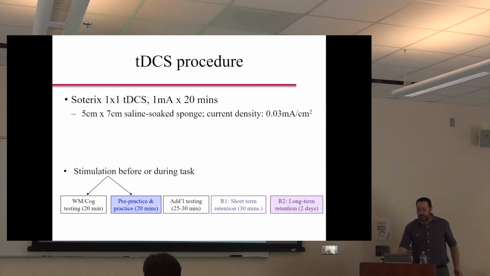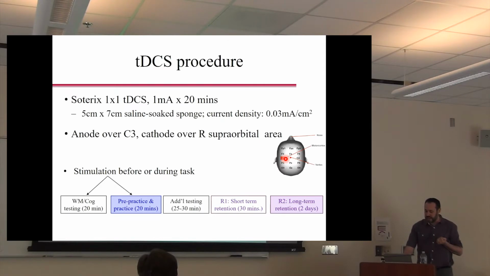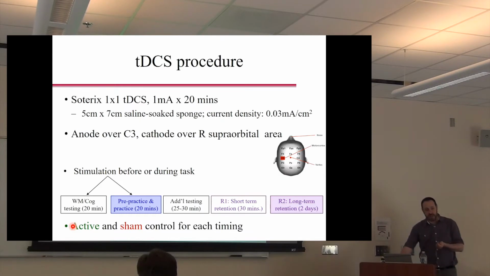For the tDCS procedure, we used a 1x1 device with a 5x7 saline-soaked sponge. The anode was placed over C3 in the 10-20 EEG space, which people describe as the motor cortex, and the cathode was placed over the right supraorbital region. As I said, there's active and sham for each condition. So there were 20 participants who received active stimulation before the task, 20 received sham before the task, 20 received active during the task, and 20 received sham during the task.